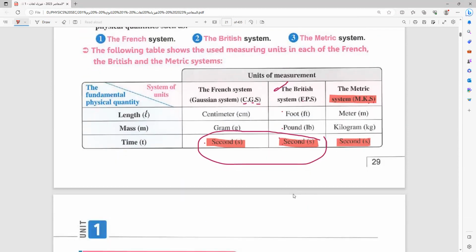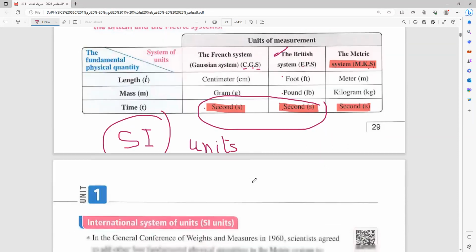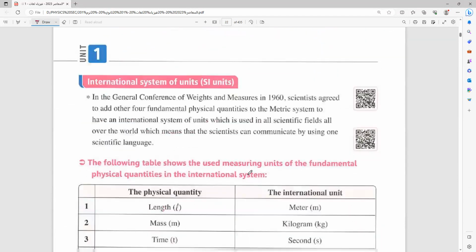But scientists agreed that we must use the international system of units. What does it mean, international system of units? Units applied for all countries all over the world. SI units. So each country must use SI units, like the following table.